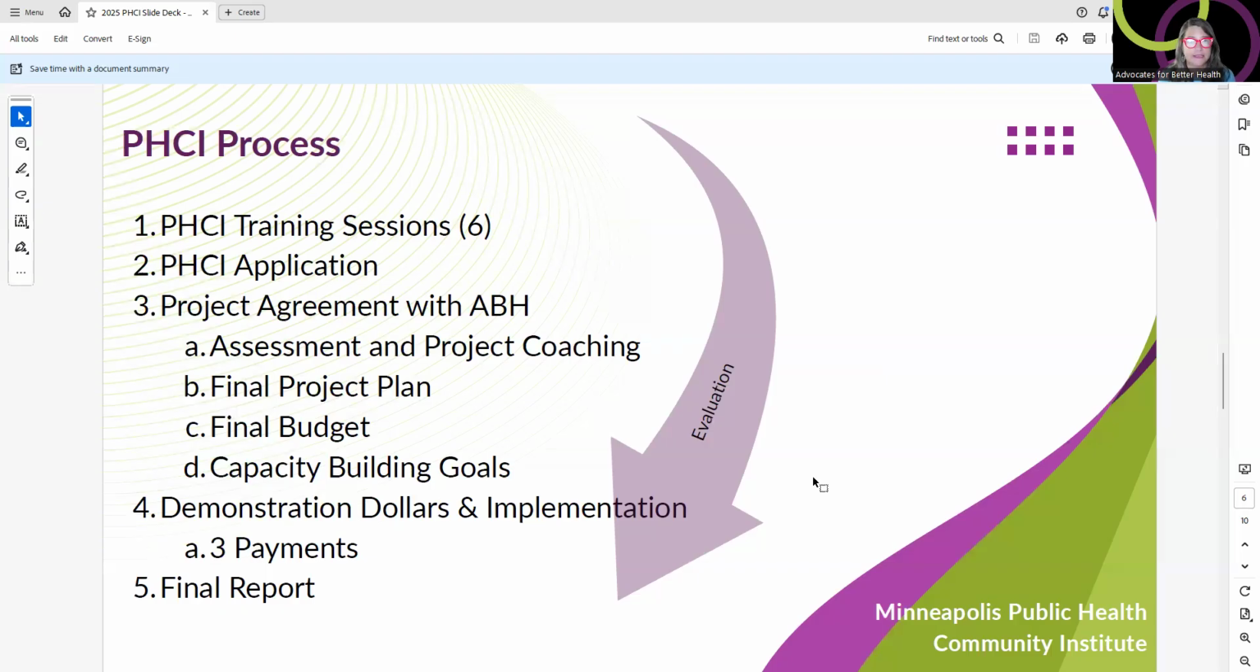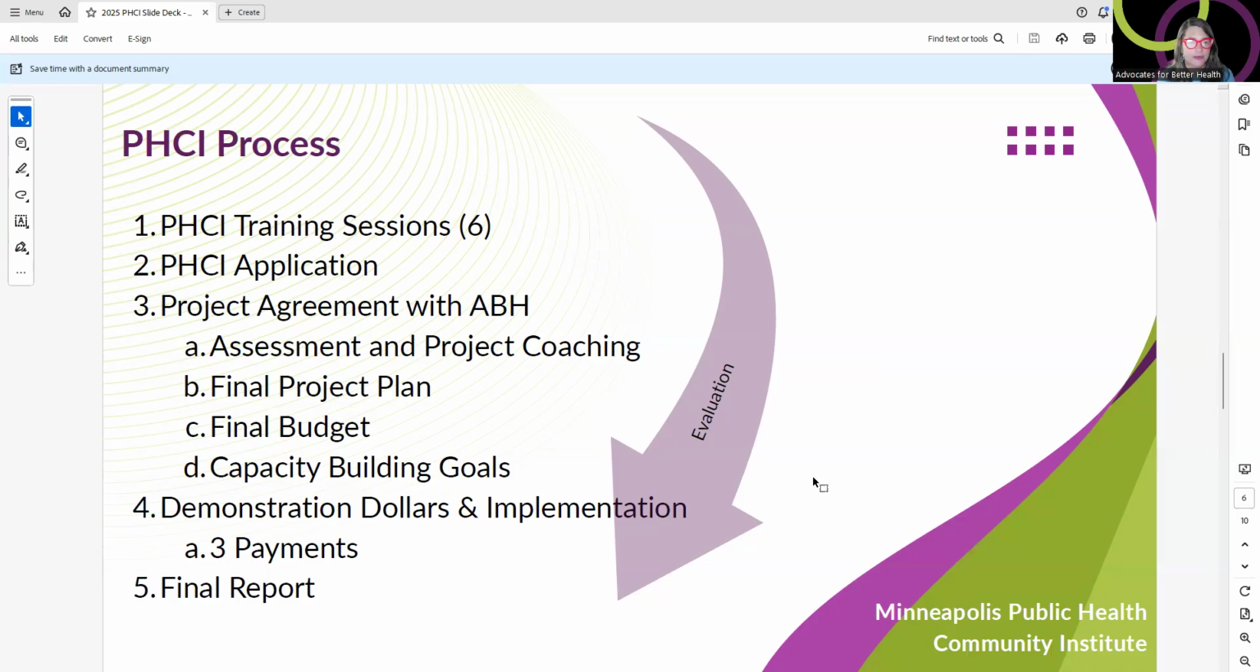It's all online. It is meant to be a low barrier way to start the conversation with the City of Minneapolis and Advocates for Better Health. We really want to support organizations that are emerging, that are new, that don't have the infrastructure like some of the bigger organizations, so that you build that capacity in an environment that allows you to do an assessment of your current capacity and how to build on it. And then you also get to do your health project, and you're ready to do additional grants and contracts and projects.